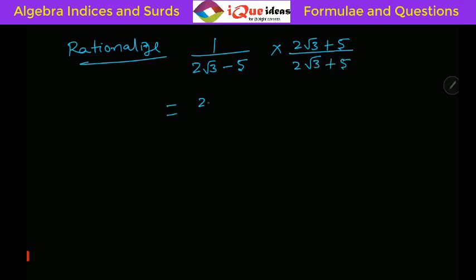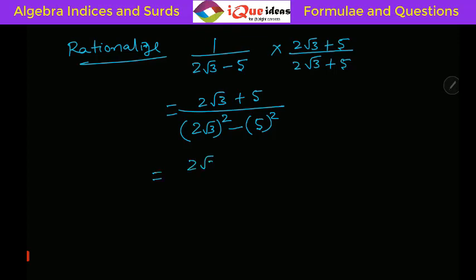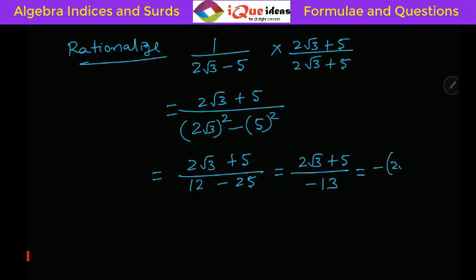So this will become 2 root 3 plus 5 whole divided by, it is a minus b into a plus b. So a is 2 root 3, b is 5. So it becomes 2 root 3 square minus 5 square. Right? So this gives us 2 root 3 plus 5 divided by, 2 root 3 square will be, 2 square is 4, root 3 square is 3. So 4 3s are 12 minus 5 square is 25. So this becomes 2 root 3 plus 5 divided by minus 13. Nothing to worry, the answer is minus 2 root 3 plus 5 divided by 13.